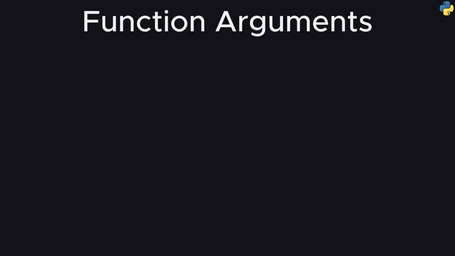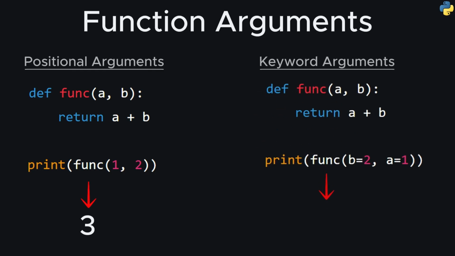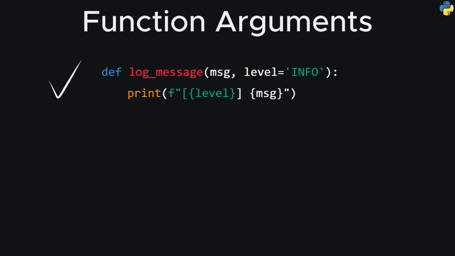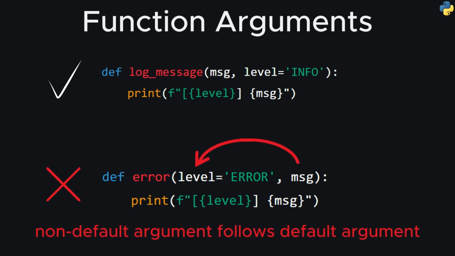First, a quick recap on function arguments. Python functions use positional arguments, specified by order, and keyword arguments, specified by name. Default arguments let us define parameters with a fallback value, making them optional. They must be placed after any non-default required arguments in the function signature.